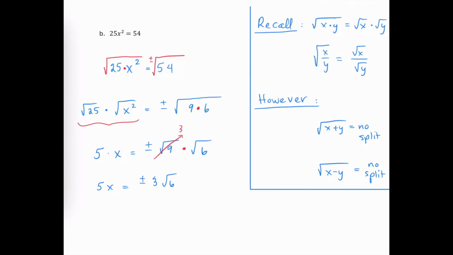And in order to solve for x, we'll simply divide both sides by 5 to get that x is equal to plus or minus 3 rad 6 over 5. And this is actually two solutions to that quadratic equation. One of the solutions is positive, and then the other is negative.